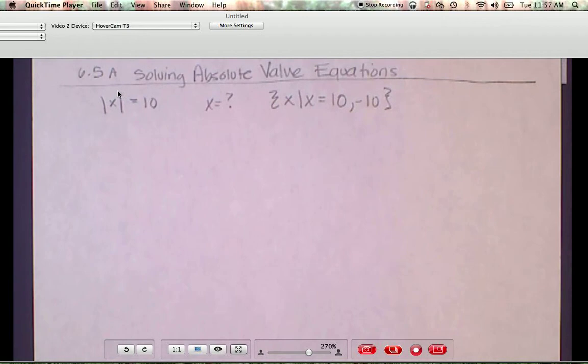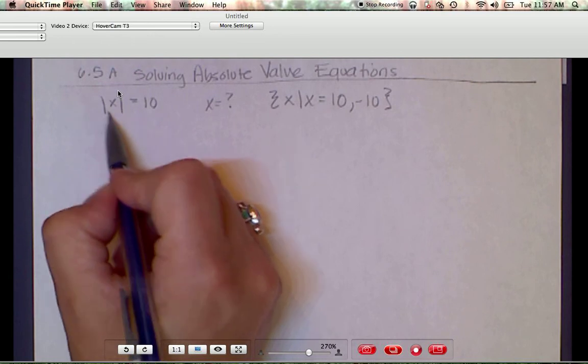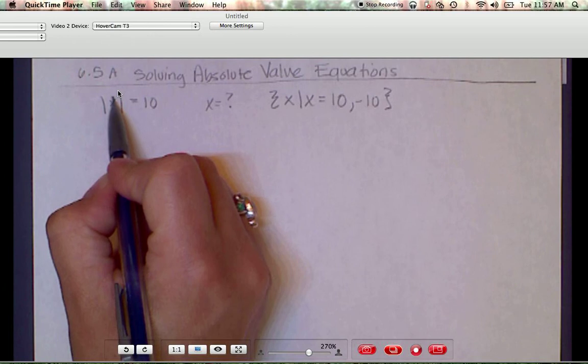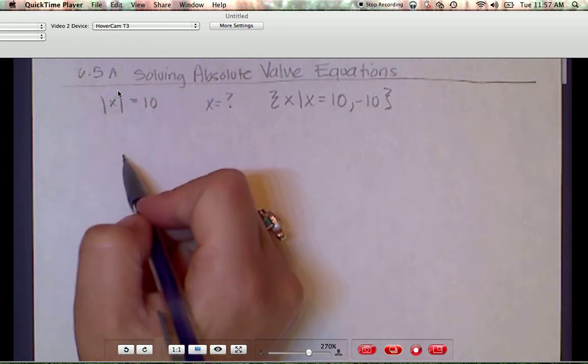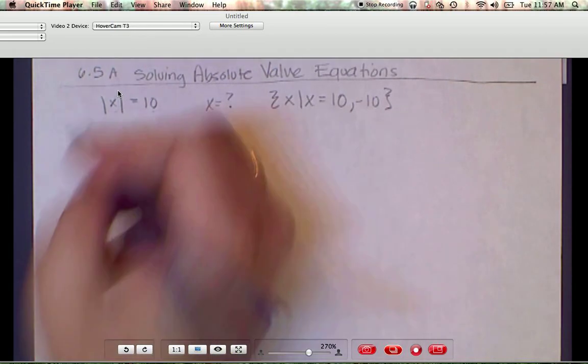So when we take the absolute value of something and it's equal to a positive number, then the value of what is inside here can either be the positive version of this or it could be the negative version of this. So we need to keep that in mind as we're solving our absolute value equations. Let me give you our first example.